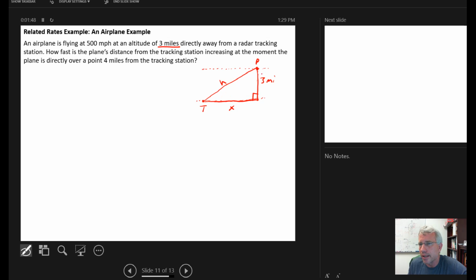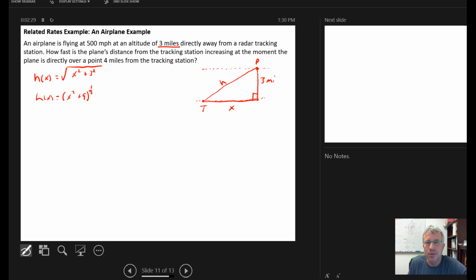So right away I see that I could describe the distance between the plane and the tracking station using the Pythagorean theorem. The length of that hypotenuse is going to be a function of x. And by the Pythagorean theorem, it's going to be the square root of x squared plus 3 squared, or just x squared plus 9, to the half. So the distance as a function of x that the plane is from the tracking station, by the Pythagorean theorem, is going to be this.